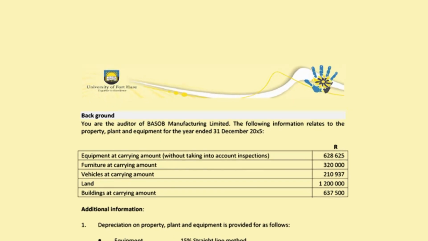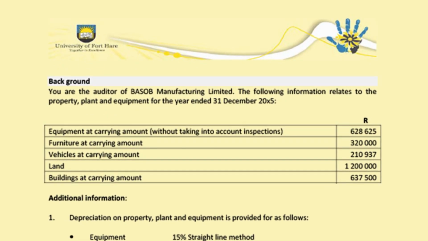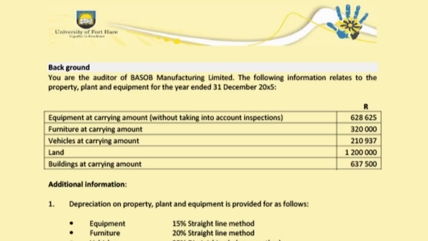The background is that you are the auditor of Basop Manufacturing Limited, and you are given this information. The information relates to property, plant, and equipment for the year ended 31st December 20X5. So you are given the carrying amounts: the equipment at carrying amount, the furniture at carrying amount, vehicles at carrying amount, land and building at carrying amount.